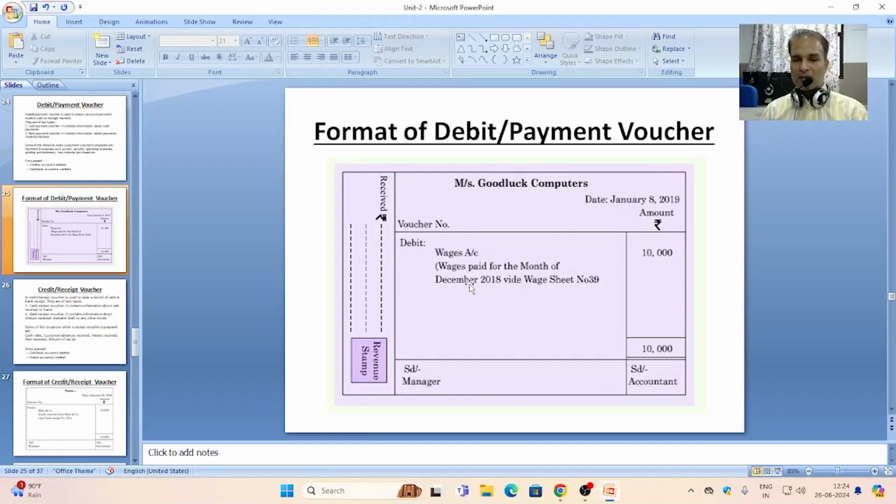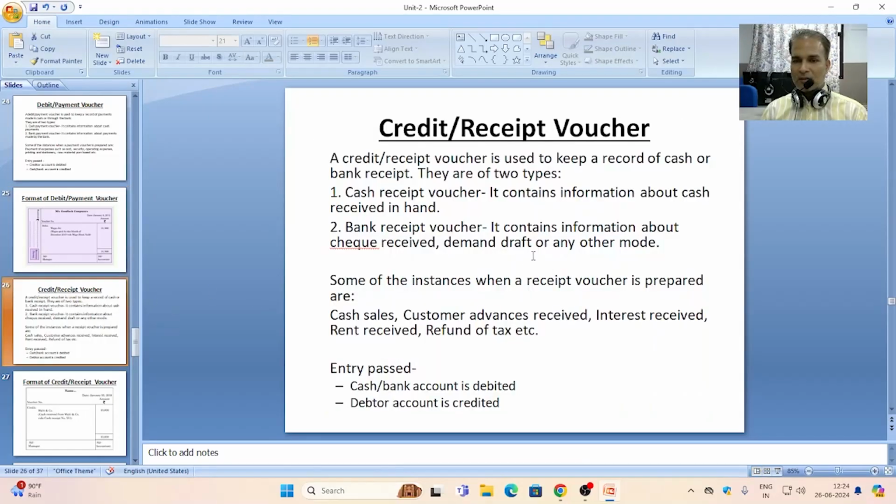Now we discuss the next type of voucher, that is credit or receipt voucher. A credit or receipt voucher is used to keep a record of cash or bank receiving. It may be of two types: cash receipt voucher or bank receipt voucher.